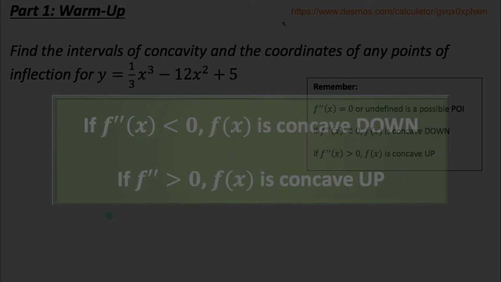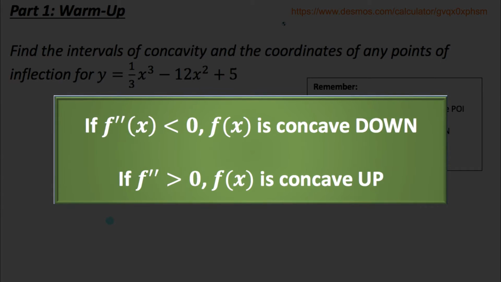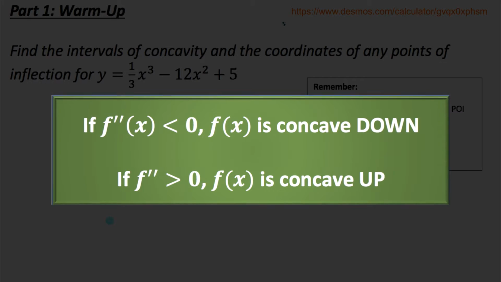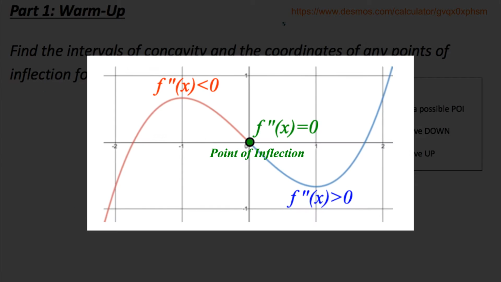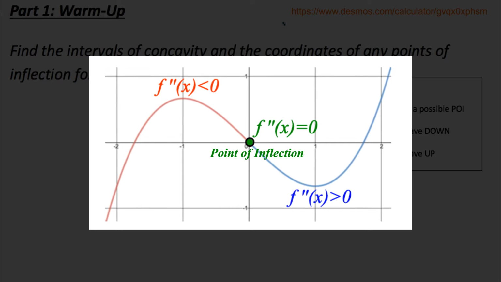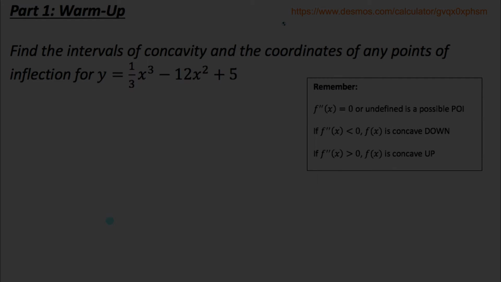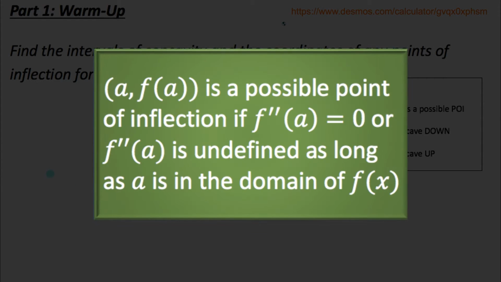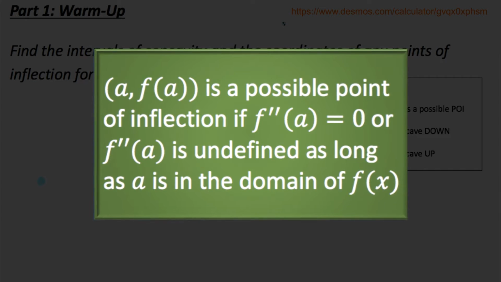So remember, the second derivative tells us the concavity of a function. If the second derivative is positive, it tells us a function is concave up, and if the second derivative is negative, it tells us a function is concave down. And a point of inflection is a point where the function on either side of it is changing from concave up to concave down, or vice versa. A possible point of inflection would be at an x value where the second derivative is 0 or undefined.